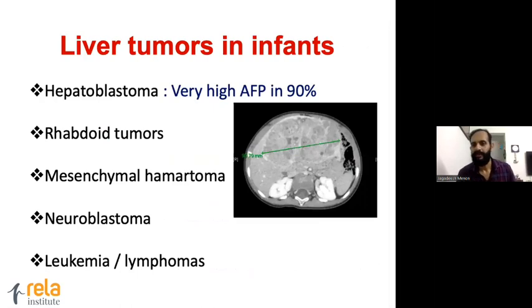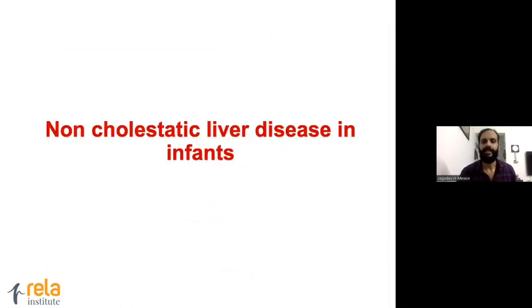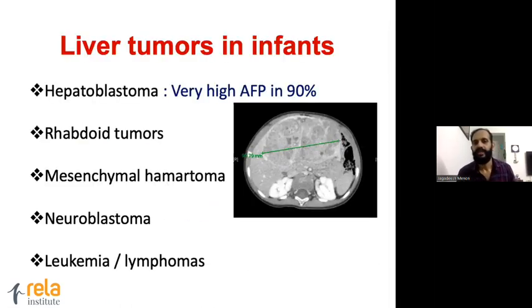Coming on to the last section of the talk, the non-cholestatic liver disease in infants. Whenever a child with hepatomegaly comes, somebody who has moderate to massive hepatomegaly, the important liver tumor that we need to keep in mind is a hepatoblastoma, and the clue is given by alpha-fetoprotein, which is elevated even up to lakhs in the majority of patients.